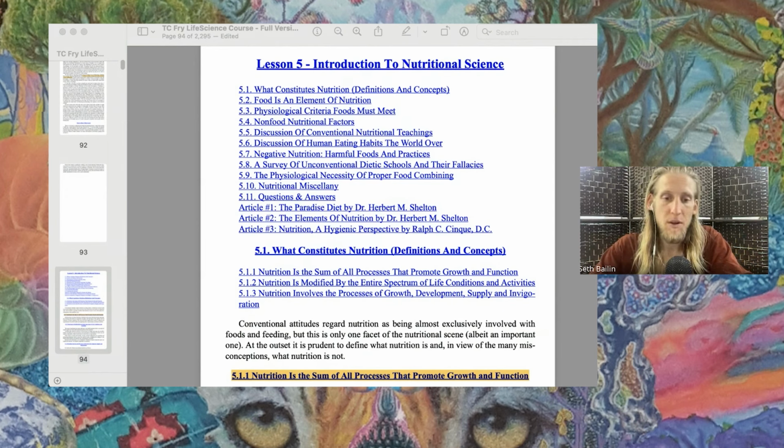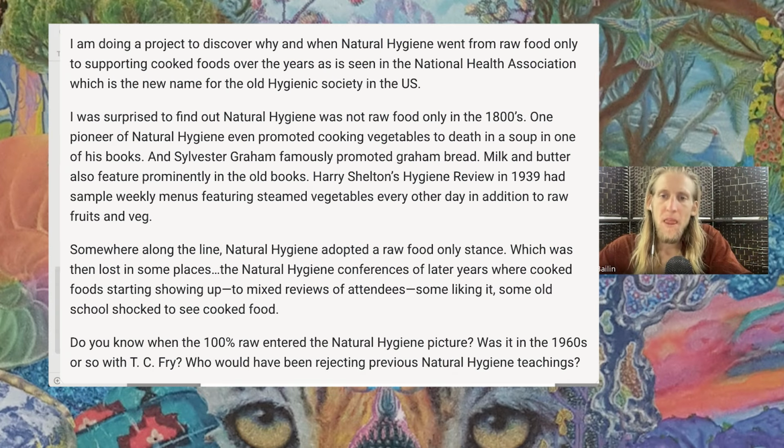was asked by one of the Radical Health School members. And she asked this. I'm going to read her whole question. It's really good. And that'll be one of the guiding questions for the week. I'm doing a project to discover why and when natural hygiene went from raw food only to supporting cooked foods over the years, as is seen in the National Health Association, which is the new name for the old Hygienic Society in the US.